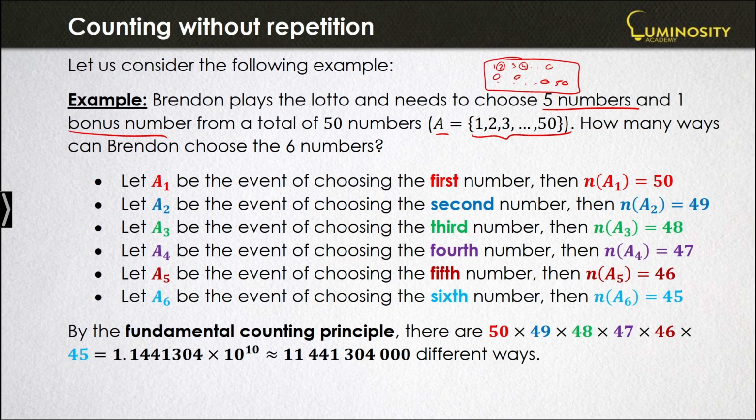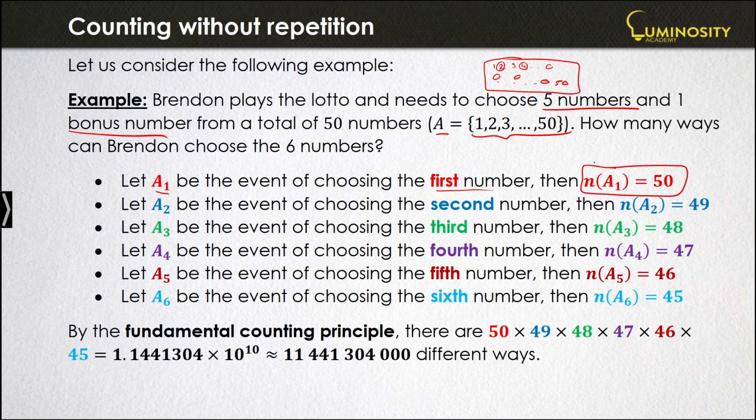How many ways can Brendan choose these 6 numbers? So again, we're not interested if these are the winning numbers or not. We just want to know how many different 6 numbers of the 50 can Brendan choose from. Okay, so if we define the set A1 as the event of choosing the first number, then how many ways can he choose the first number out of the 50? Well, there are 50 different numbers, so he's got 50 different possibilities to choose the first digit.